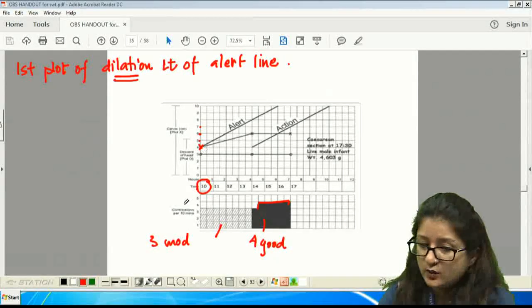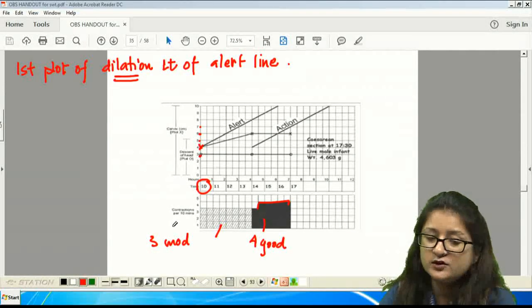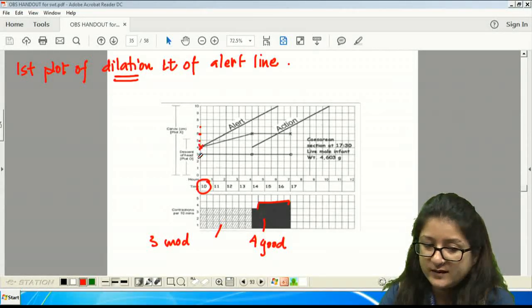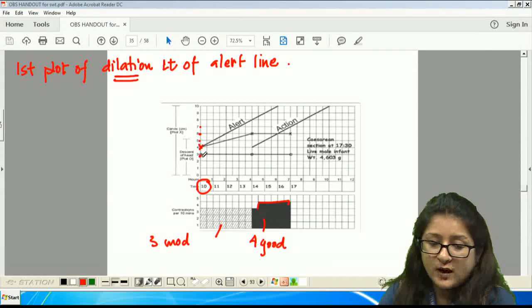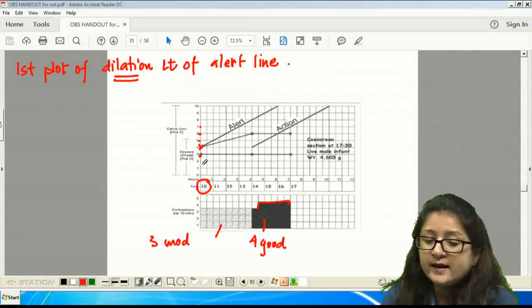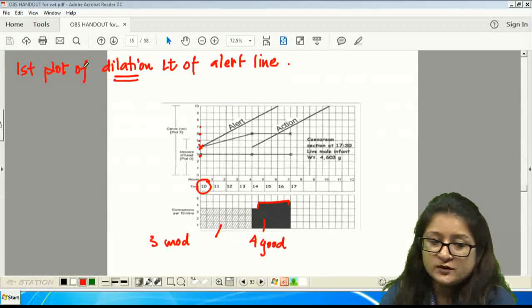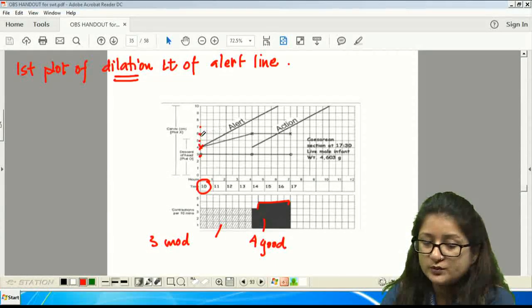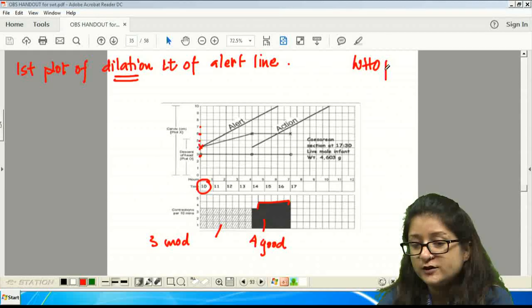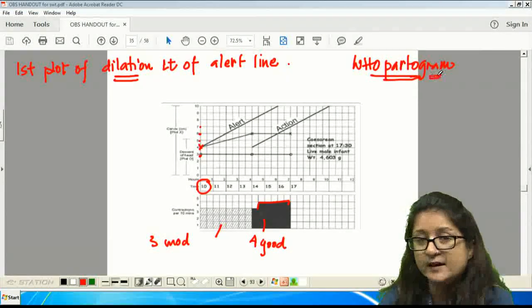So this is how the first plot is made, and this here shows the -3 station, all right. This is the 4 centimeter mark, it begins from 0. You have to plot the descent; if it is -3, it will be plotted here. If it was anything else, -2, -1, it would be plotted accordingly, all right. So the first plot of dilatation is always to the left of the alert line, according to our WHO partograph, which most of us are following in our labor rooms in our country.